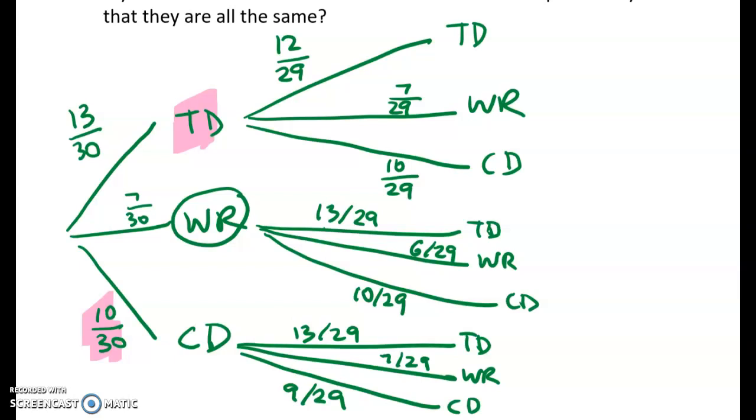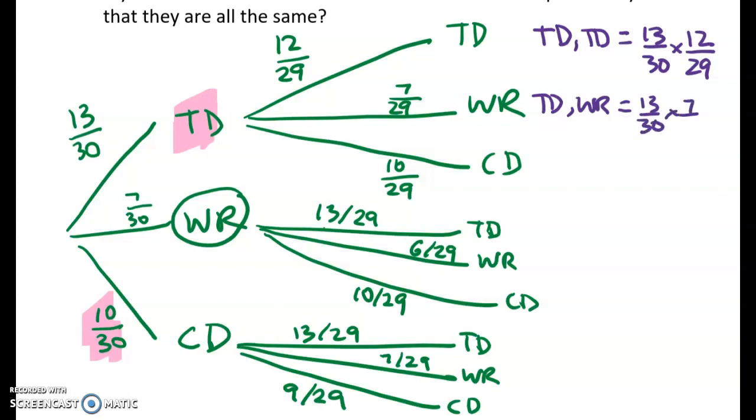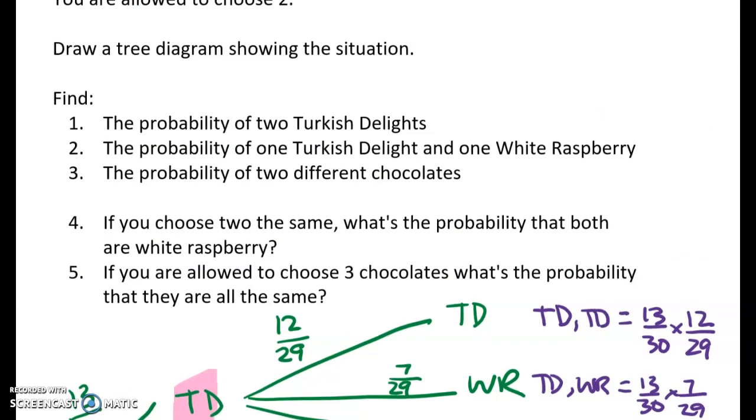So the best way to work with these is to just keep everything in fractions, and we're going to multiply along the branches as usual. So the probability of TD and then TD will be 13 over 30 times 12 over 29, and so on. TD, then White Raspberry, will be 13 over 30 times 7 over 29, and so on. And they're all going to add up to 1. So I'm not going to fill out the rest of those probabilities because that would be really, really boring, but that's what we're going to be using when we answer the 5 questions up here. So pause the video again and have a go at those 5 questions, and then I'm going to work through them.